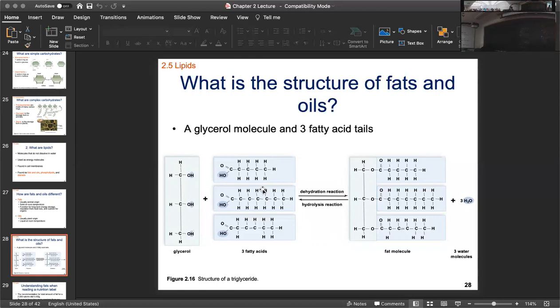The way I remember that is this is the glycerol molecule here, and the 3 fatty acids. It kind of looks like a letter E or a flag of some sort, right? That makes up a fat molecule.